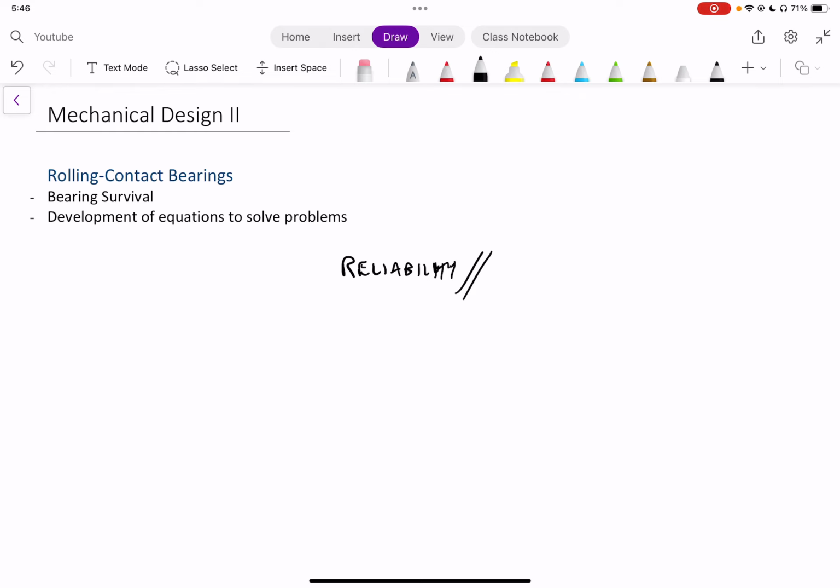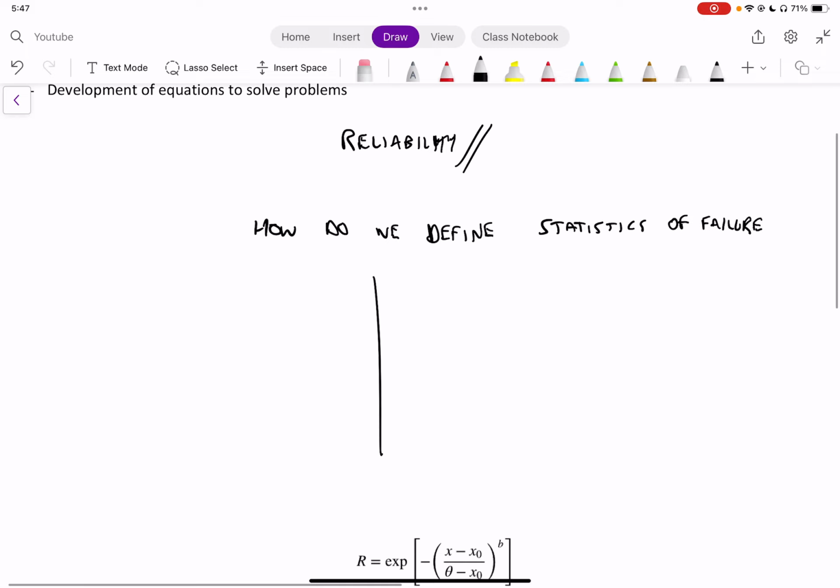And one thing that we have to start with is, a question that we have to start with is, how do we define our statistics of failure? Essentially what we can do is look at a graph of failures versus life of a bearing. So let's say we do a lot of different experiments and we start plotting for a certain bearing how many failures we get and at what point we get the failures. And then we can create some sort of bell curve to write this.